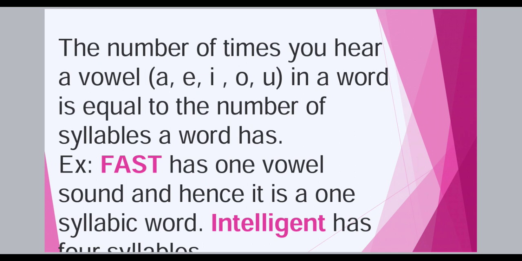So the syllable means the number of times you hear a vowel sound in a word, okay? The number of vowel sounds is equal to the number of syllables. For example, fast. Here you hear the sound of A, so it is a one syllabic word, right? So wherever you hear the sound of a vowel, you divide that word into that many syllabic sounds. So that is called a single syllabic word, or two syllabic word, or three syllabic word, or four syllabic word.